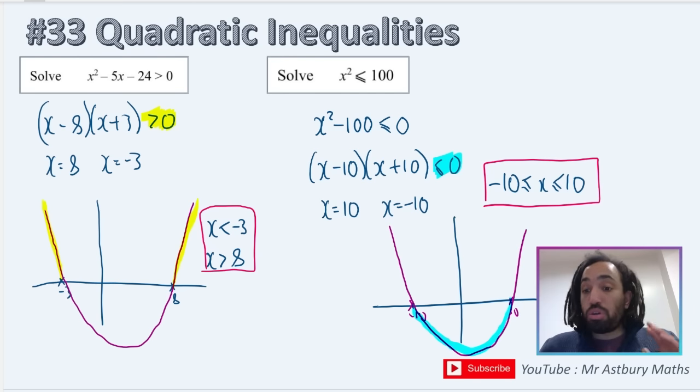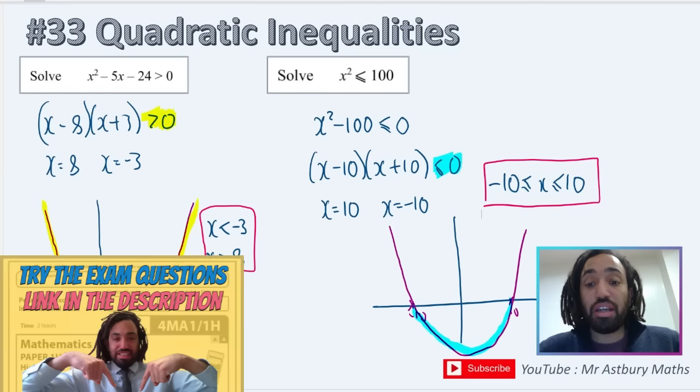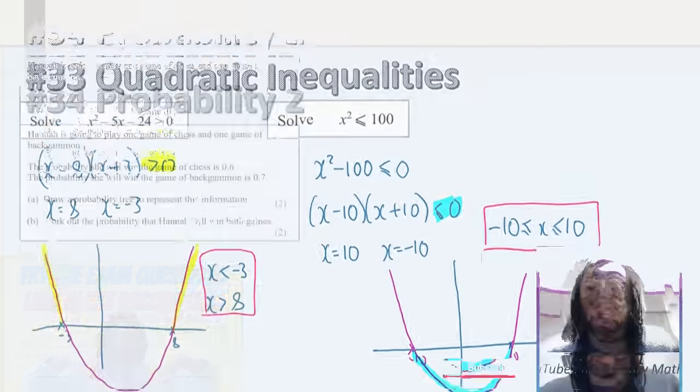Okay, watch the exam questions because I show you a way of using your calculator to get to the answer really quickly and to check. So that's really useful. And then let's move on to the next topic.